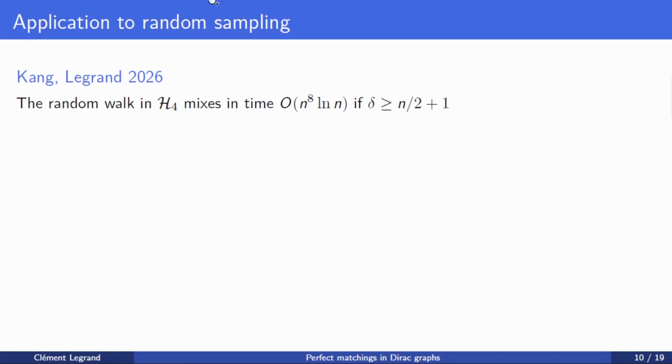So what we've just proven was that the random walk in H4 mixes in time big O of n squared log n, where n is the size of my original graph, if the minimum degree of this graph was n over 2 plus 1. Okay. So we have some efficient way of sampling matchings.